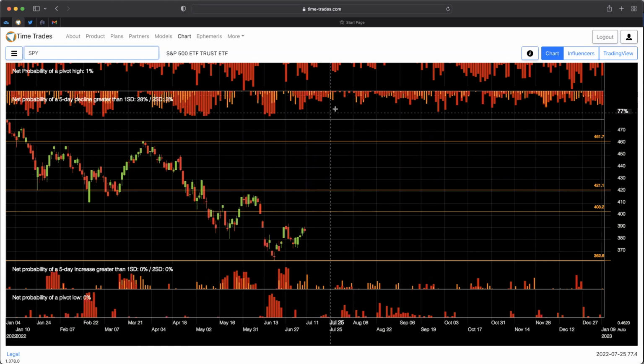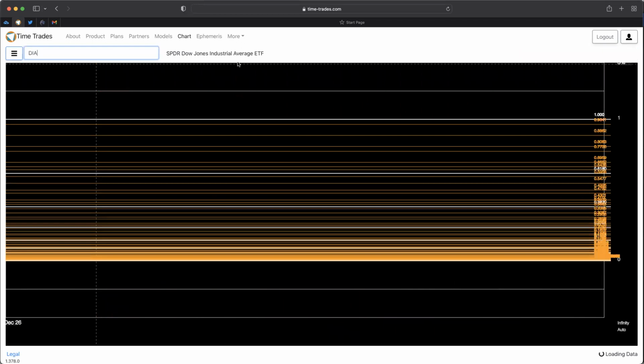It's forecasting basically down for most of the week. You can just tell by looking at the activity in the decline swim lane up here and comparing it to the activity in the increase swim lane down here, and seeing that in general it's bearish for the Spiders. So let's look at Diamonds.